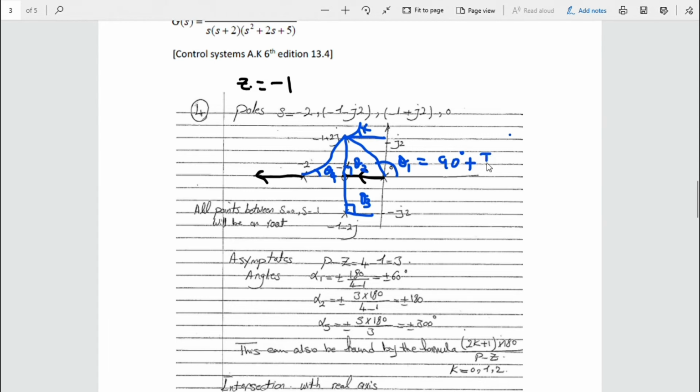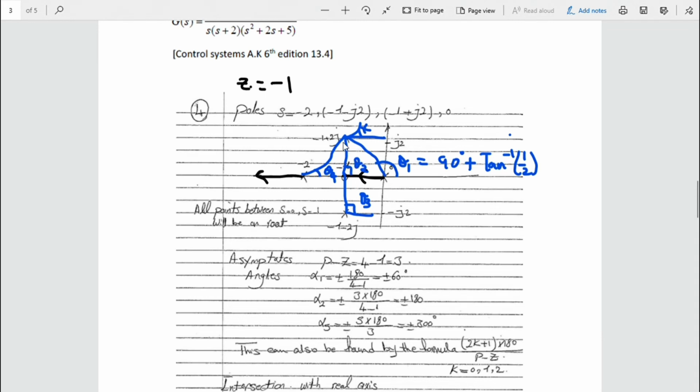Now if you calculate, theta 1 is equal to 90 degrees plus tangent inverse of half. This is 90 degrees, and if you find this angle, tangent theta is equal to opposite, which is 1, over adjacent, which is 2. So tangent theta is equal to 1 upon 2. This theta is equal to this particular theta, tangent inverse of half. So that's how you get theta 1, this whole theta: this is 90 degrees, and then this theta.